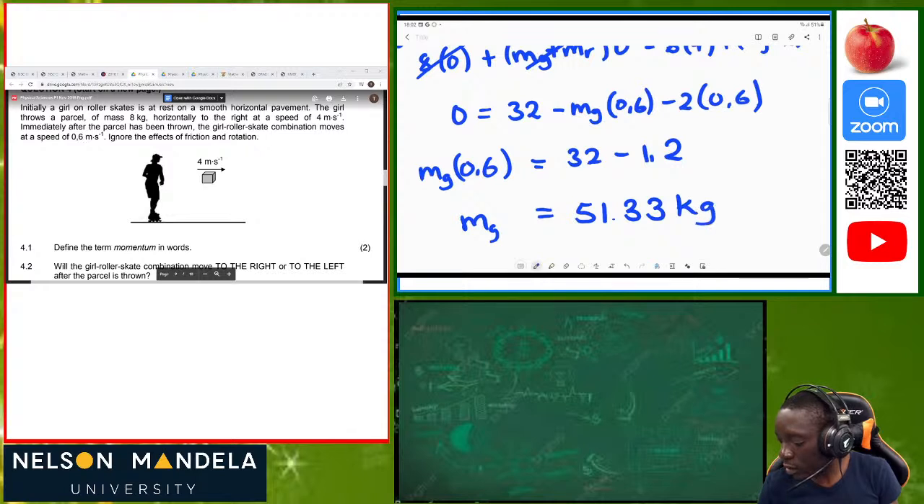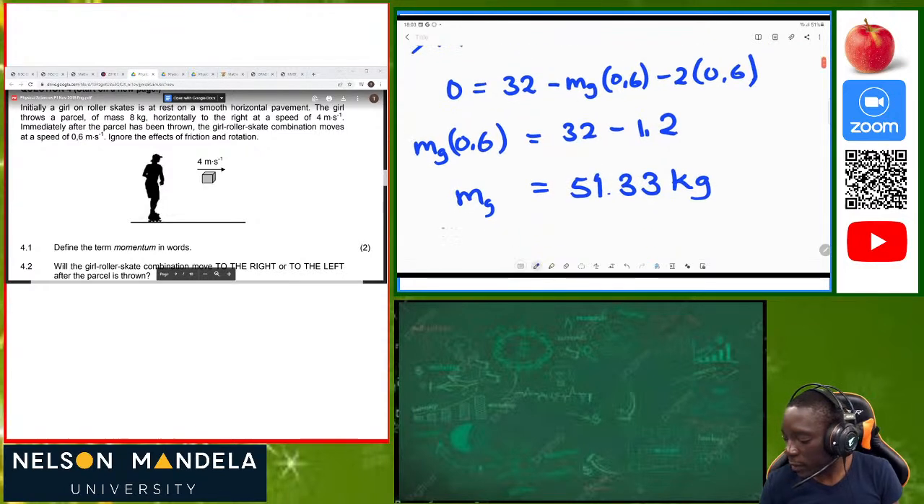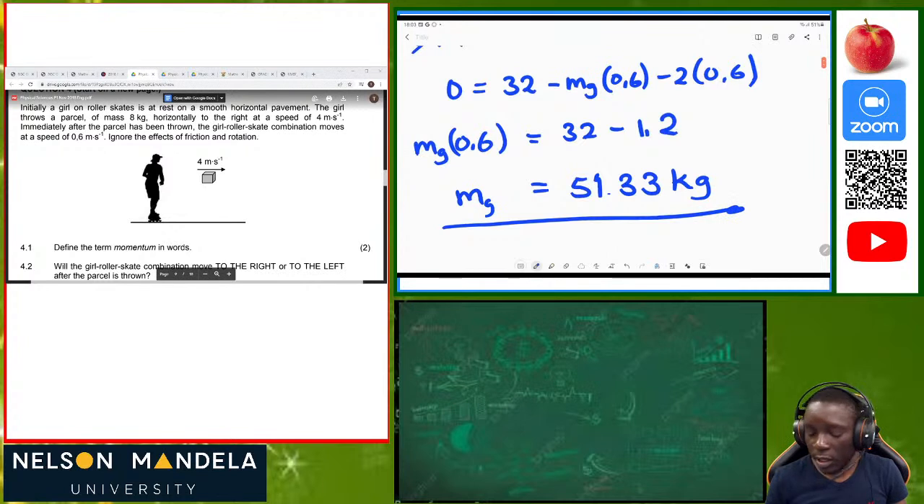So the mass of our sister there is 51.33 kgs. So it's 51.33 kilograms. This is the mass of the girl.